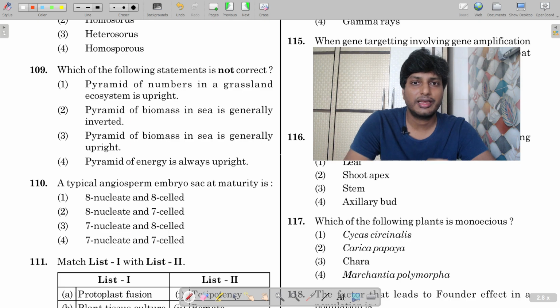Dear students, again let me tell you one important thing. Here the question is asking us which of the following statements is not correct. You have to be very careful about these questions, dear students. So let us see which of the options, which of the following statements in this case, is not right.